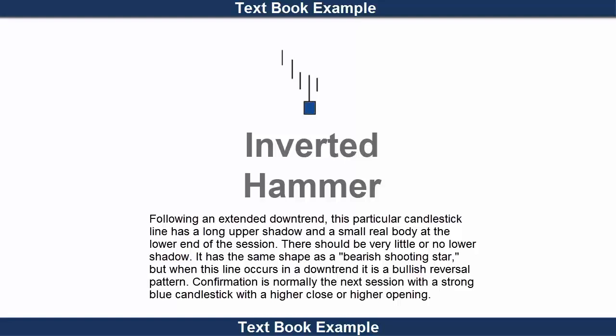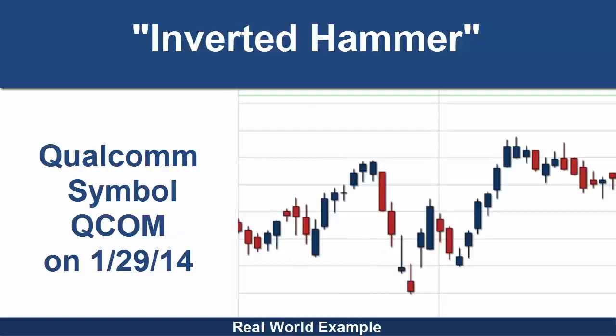Following an extended downtrend, this particular candlestick line has a long upper shadow and a small real body at the lower end of the session. There should be very little or no lower shadow. It has the same shape as a bearish shooting star, but when this line occurs in a downtrend, it is a bullish reversal pattern. Confirmation is normally in the next session with a strong blue candlestick with a higher close or higher opening.